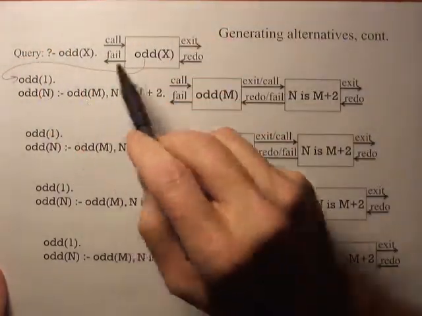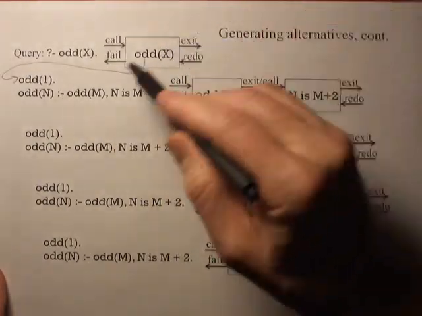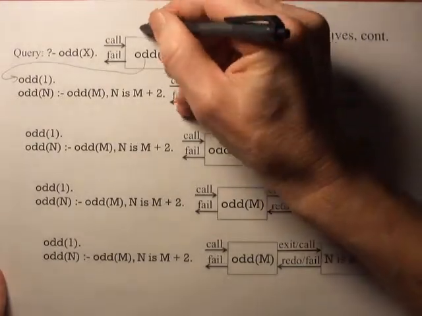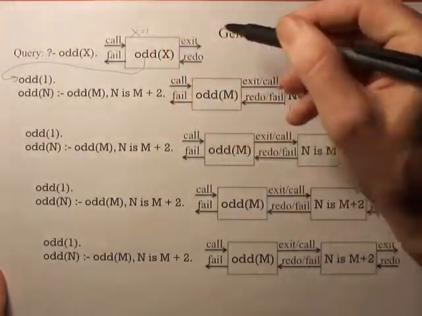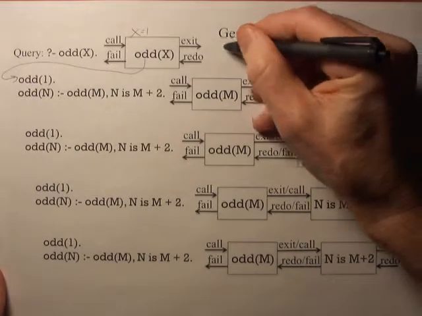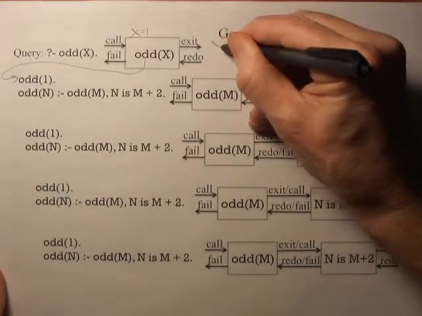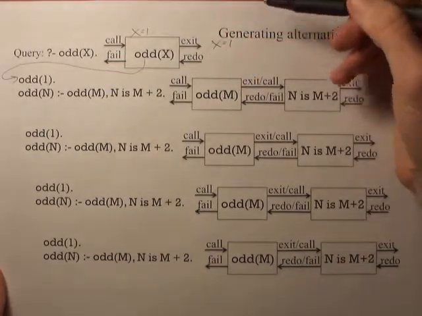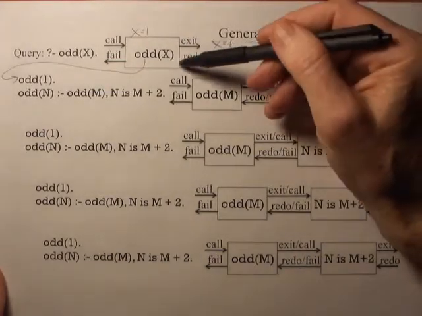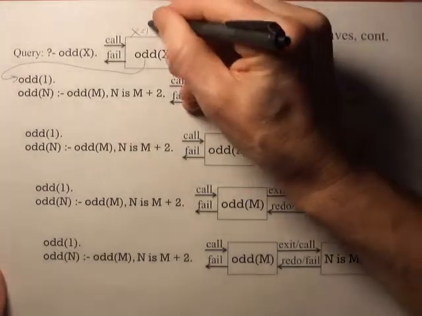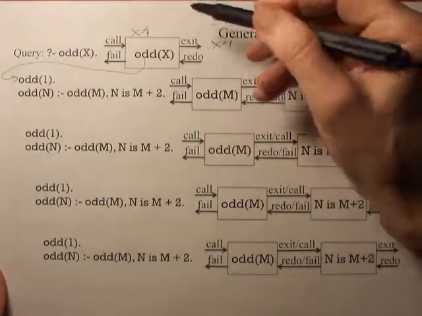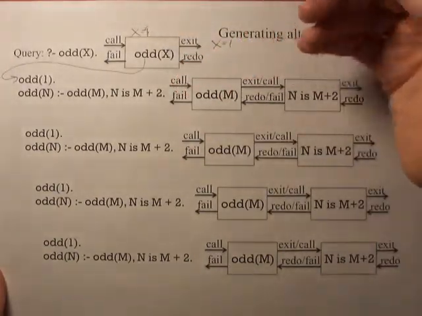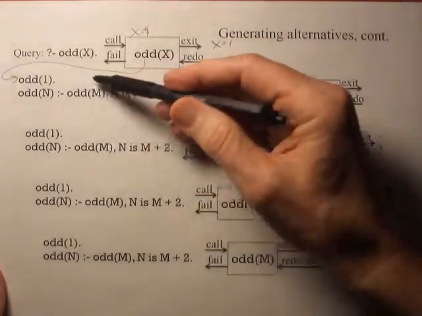So that's going to instantiate x to 1, and we're going to get an exit to the user. So let me go ahead and write x equals 1 here. Then we get an exit, and the user is going to see x equals 1. User doesn't like it. They hit semicolon. That sends us in the redo port, uninstantiates x. I'm just going to scratch out the value, and then Prolog starts looking for another clause that unifies with odd x. It finds one here.